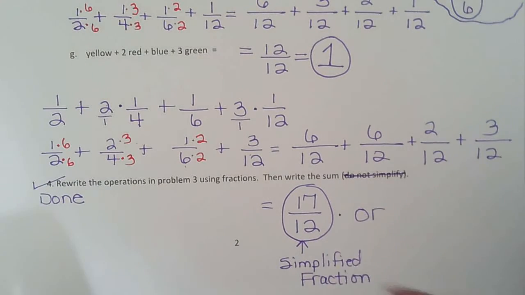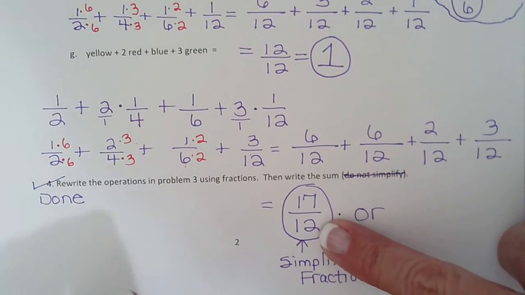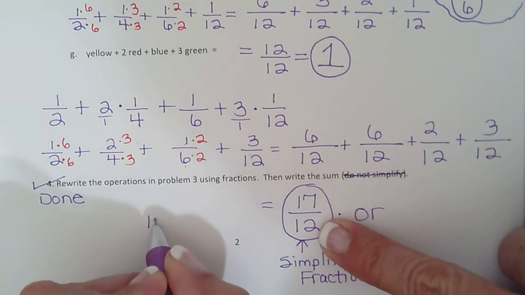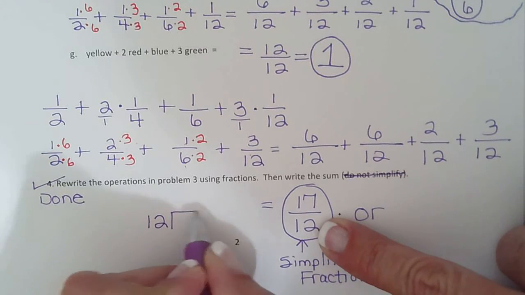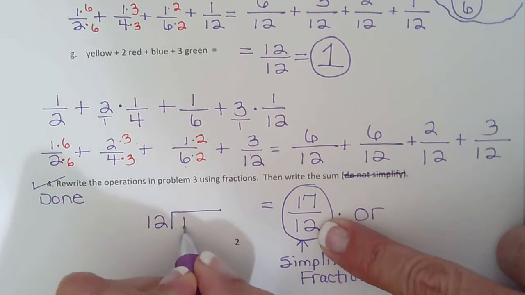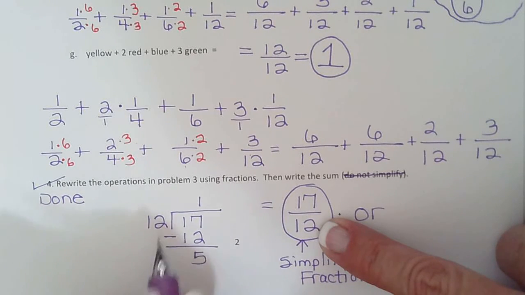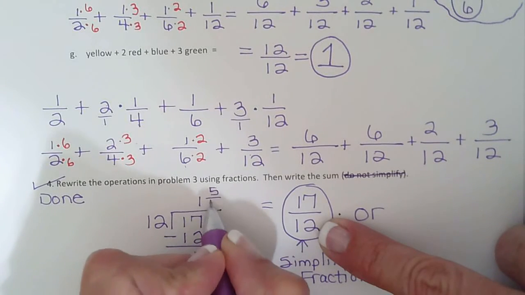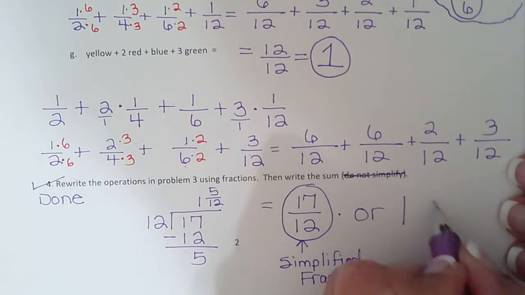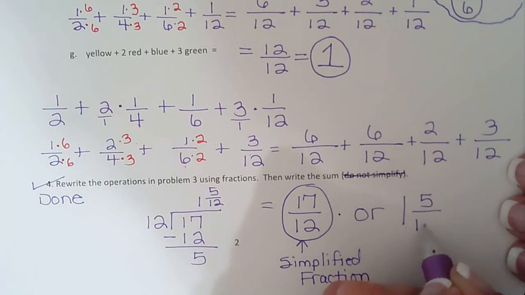So we learned in Module 2 to change that into a mixed number. We take the denominator that goes outside. We divide it into 17. It goes once. Then we subtract 5. So 1 and 5 over 12. Remainder over divisor. So because the directions don't specify, either one of these would be okay.